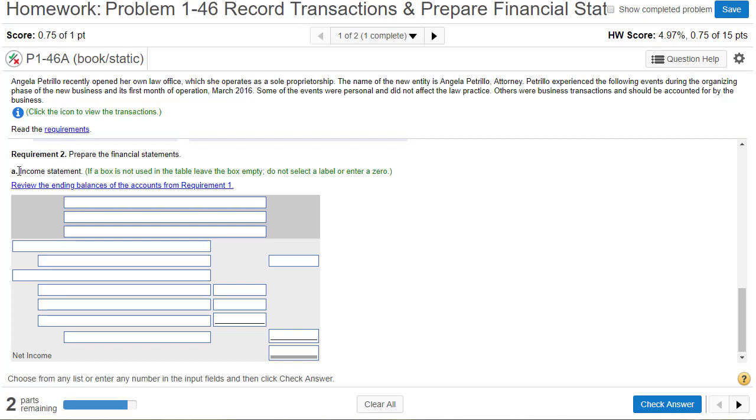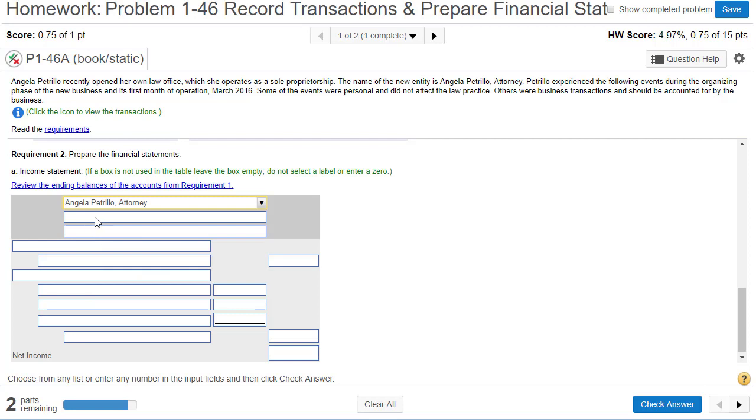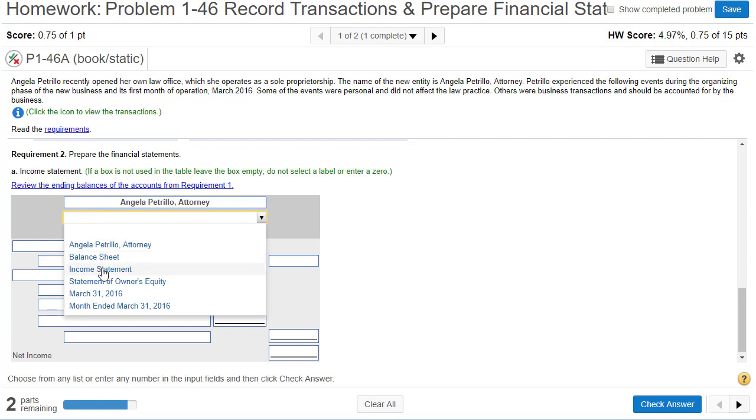So the first statement we are creating is the income statement. And notice the rules are, if a box is not used in the table, leave the box empty. Do not select a label or enter a 0. In other words, just because there's a box there doesn't mean you have to fill it with something. So our first task is to fill in the 3-line heading. So the top line of the 3-line heading is always the name of the company, Angela Petrillo, attorney. The second line is the name of whatever it is that you're working on, in this case, the income statement.